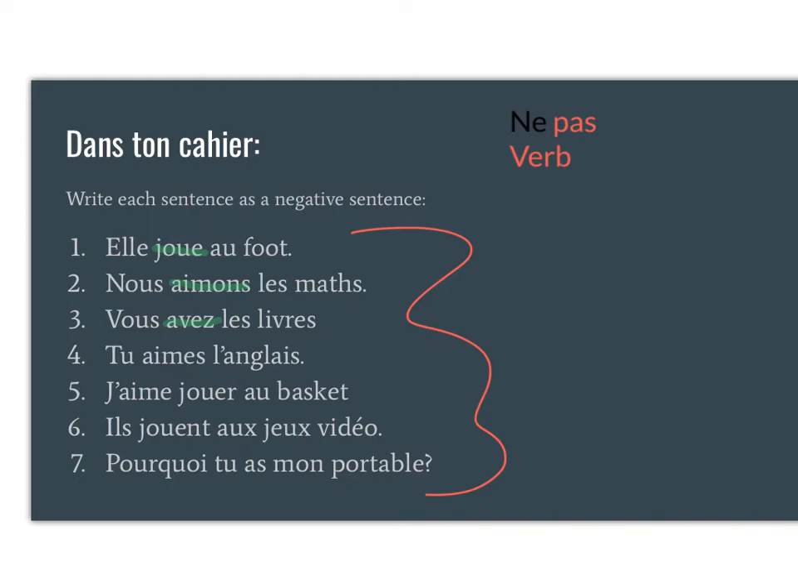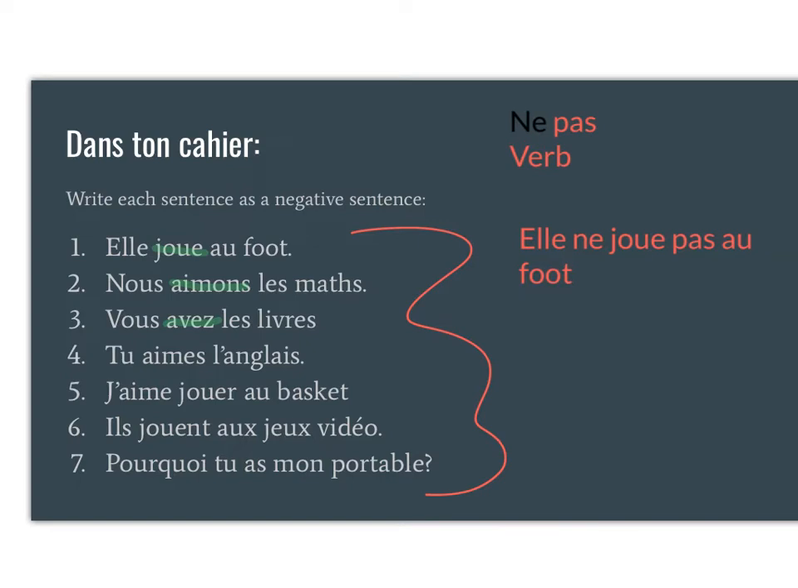So let's do the very first one together. And then after that, you guys will do 2, 3, 4, 5, 6, 7 on your own and check your answers. So the first one, remember, is going to be elle. And then you want to make it negative. So remember, the first word you have to use is either ne or n apostrophe. Because remember, our verb over here is joue. So because it's joue, we need to put the ne pas around that. We want ne because joue does not start with a vowel. Elle ne joue, and then remember, we want to make a sandwich with the verb. So elle ne joue pas au foot.